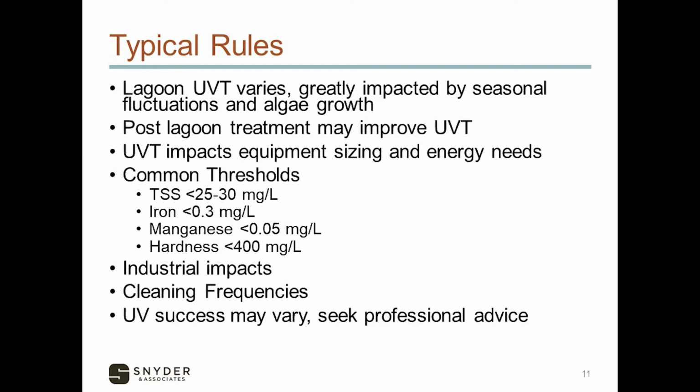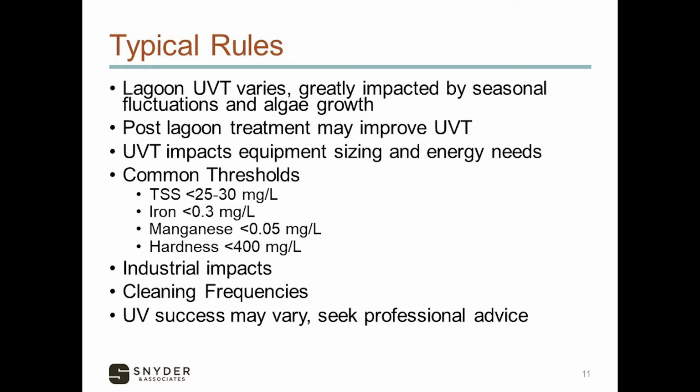Now here's a big one, and this might be a rule to live by. Each 5% increase in UVT results in about 20% more equipment. So if the UVT value is lower by 5%, you get about 20% more equipment, and probably about that much more in energy use. That's a big deal.